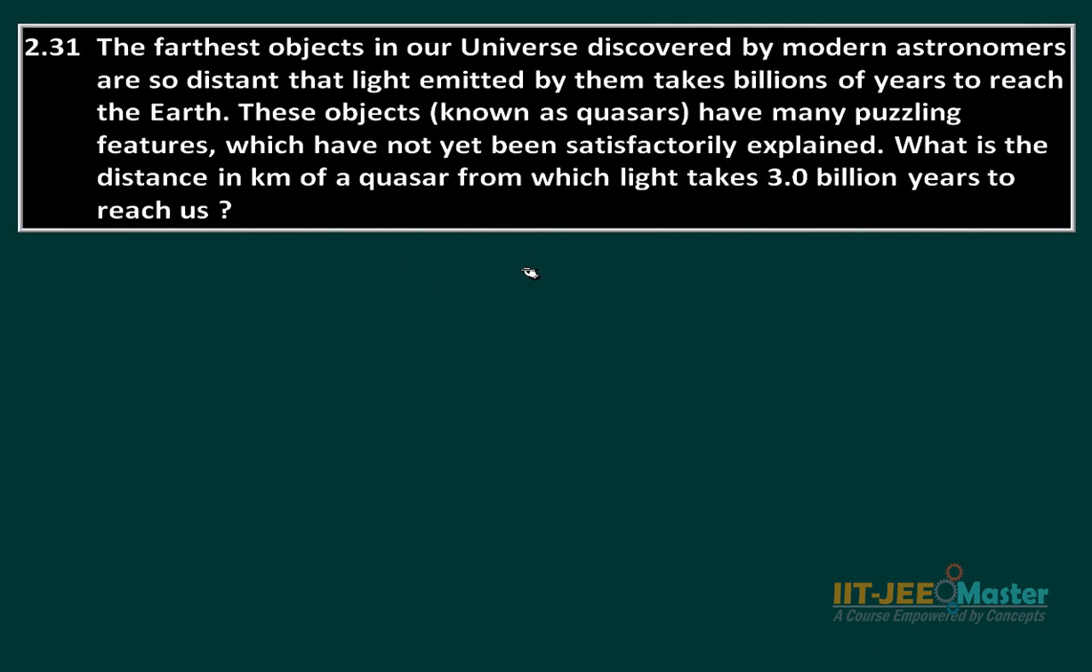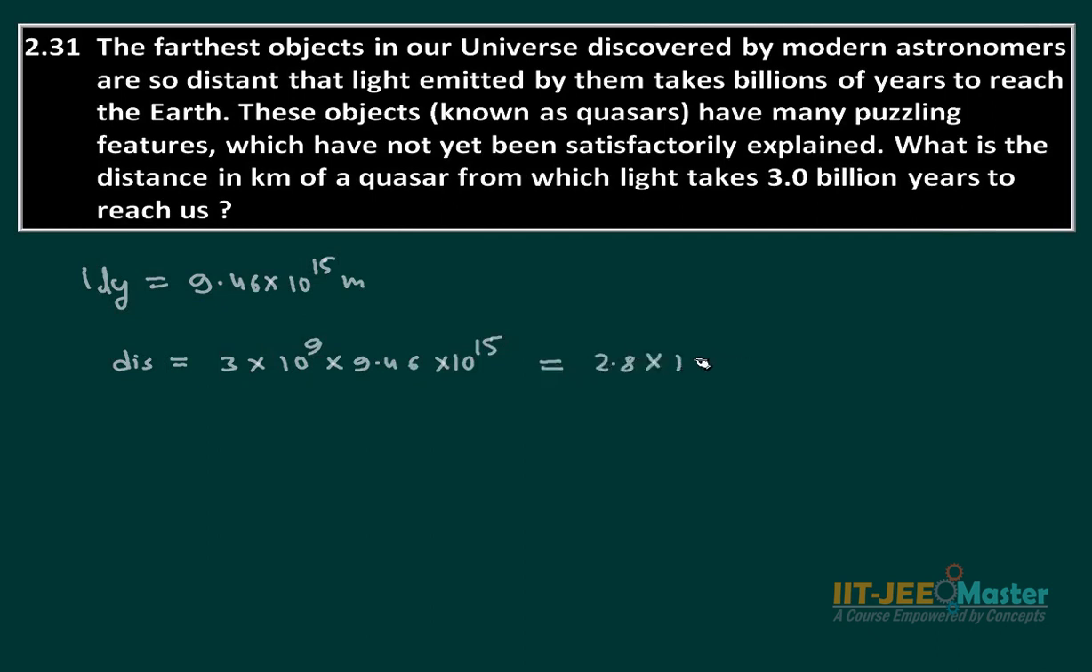1 light year is equal to 9.46 into 10 to the power 15 meter. In a travel of 3 billion years, light will travel a distance of 3 billion, which means 3 into 10 to the power 9, times 9.46 into 10 to the power 15, and the answer will be 2.8 into 10 to the power 25 meter. And this is the distance between Earth and the quasars.